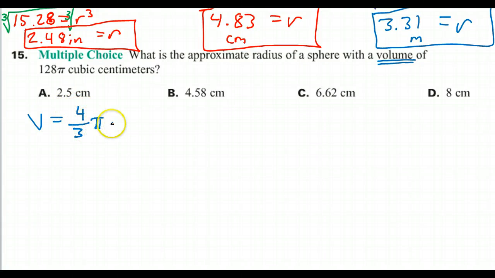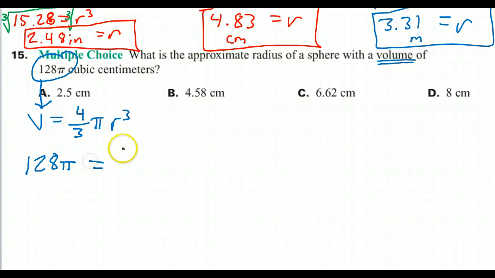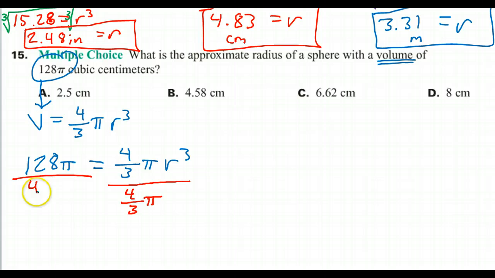So 4/3 pi r cubed. 128 pi is the volume. So I'm just going to take this, put it in for volume. So that's going to make 128 pi equal 4/3 pi r cubed. Please do not leave off the pi, as some of my wonderful students often do. Then we need to divide both sides by 4/3 pi. That way all this cancels out. Notice this time there's a pi there. So these pi's will cancel out.